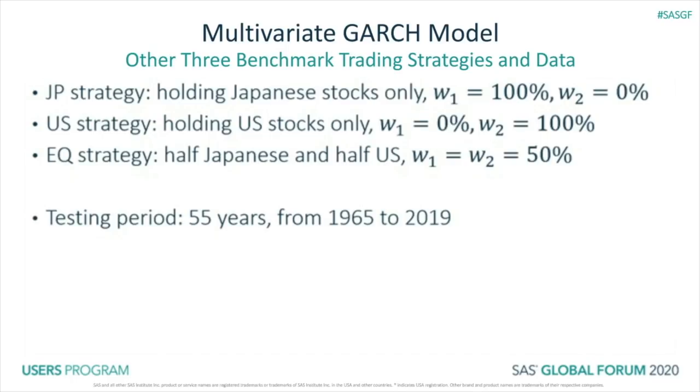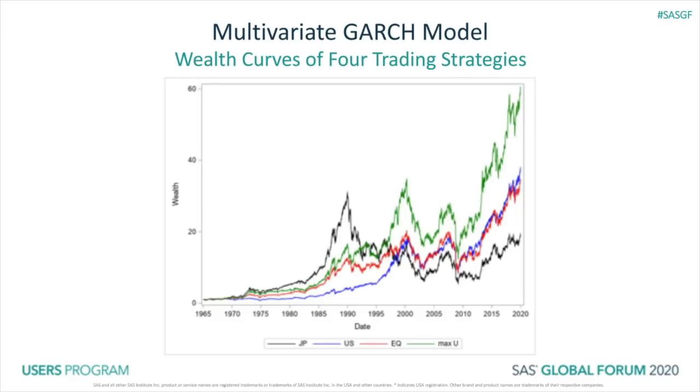Putting them together, we tested against three benchmark strategies: you only hold Japanese stocks, or only hold US stocks, or you equally hold both of them. The test period is 55 years. As you can see, this is the wealth curve. It means that in 1955, if you had only $1, after 55 years the different strategies lead you to different wealth values.